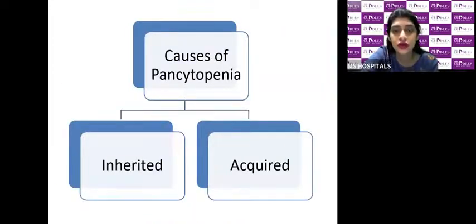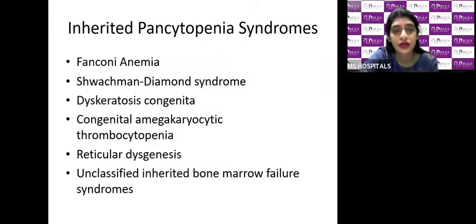Coming to causes of pancytopenia, there is inherited and acquired. I'm going to discuss inherited disorders in this particular class. That is Fanconi's anemia, Shwachman-Diamond syndrome, dyskeratosis congenita, congenital amegakaryocytic thrombocytopenia, reticular dysgenesis, and unclassified inherited bone marrow failure syndromes.